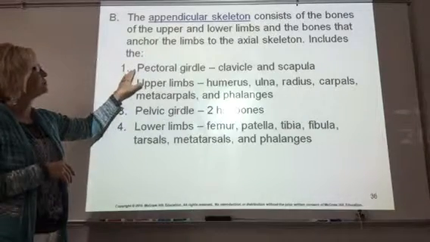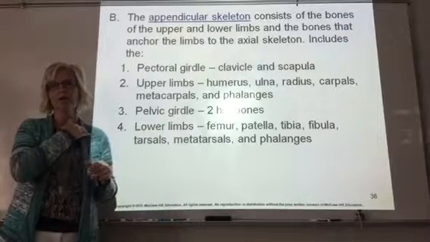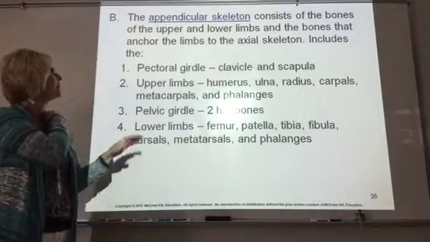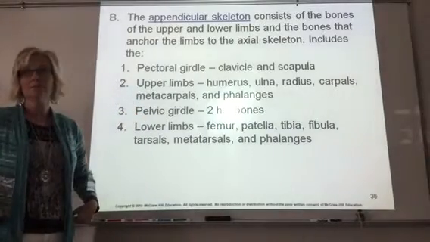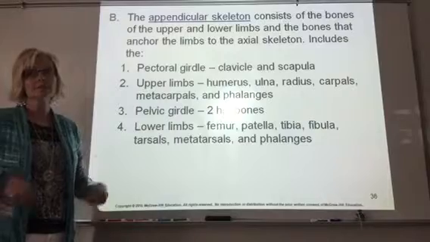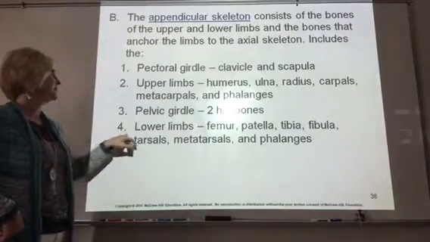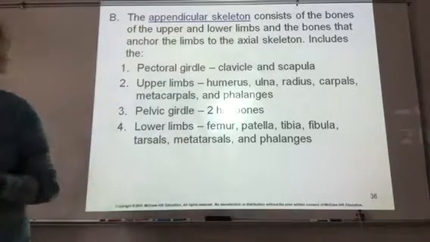It's going to include your pectoral girdle, which is your clavicle, your collarbone, and your scapula, which is your shoulder blade. Your upper limbs, your arms, and your pelvic girdle, your hips, are not part of your axial skeleton. They are a point of attachment. And then your lower limbs will be all of the bones in your leg.